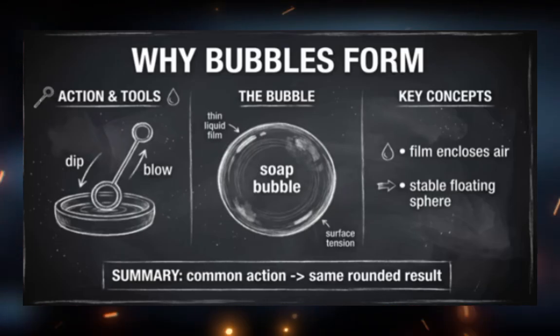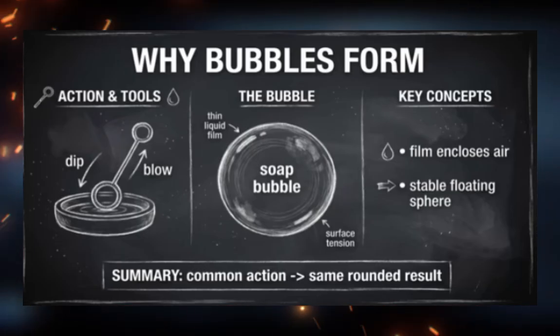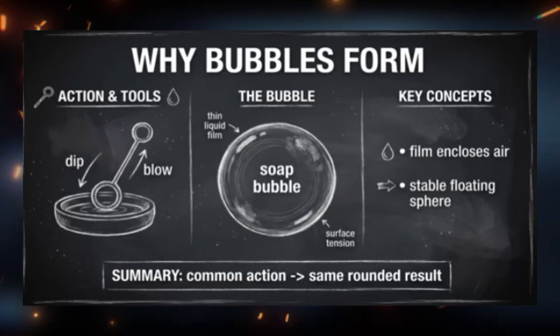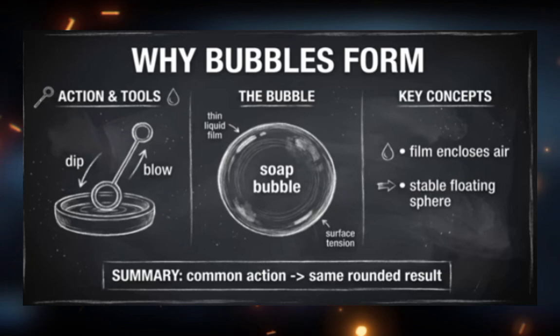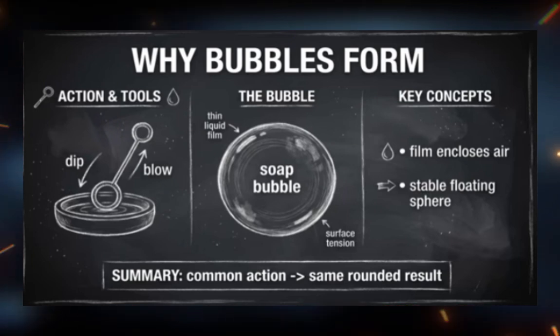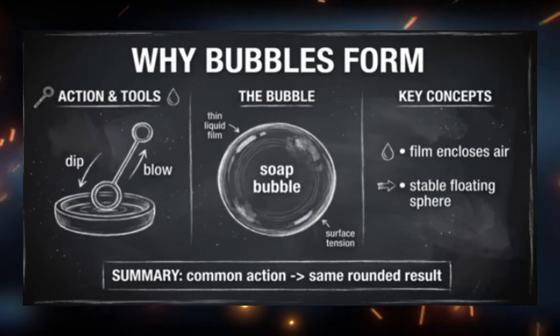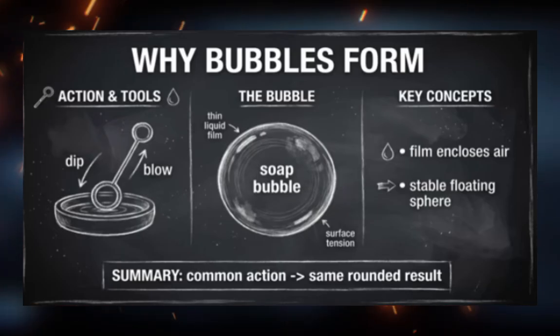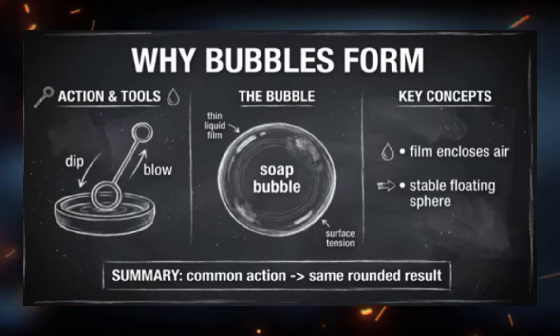Plateau called these edges, where 3 films meet, Plateau borders, and the angle is always the same. No matter how complicated the frame, no matter how tangled the wire, no matter how many films are involved: 3 at 120 degrees. And here's the second rule.